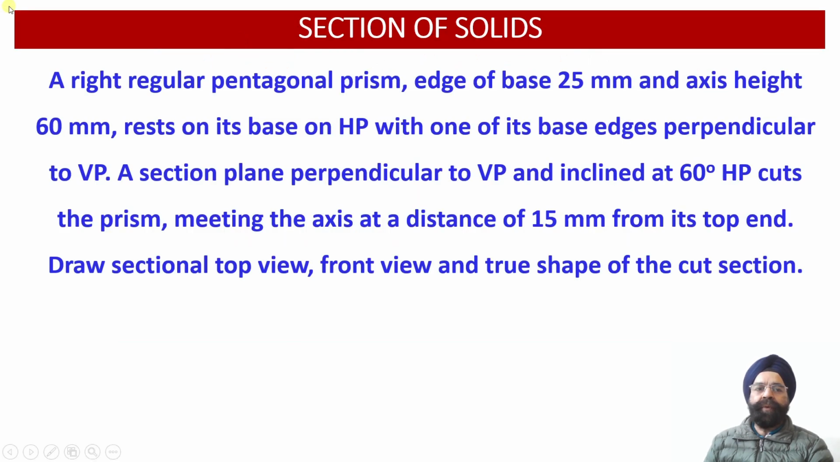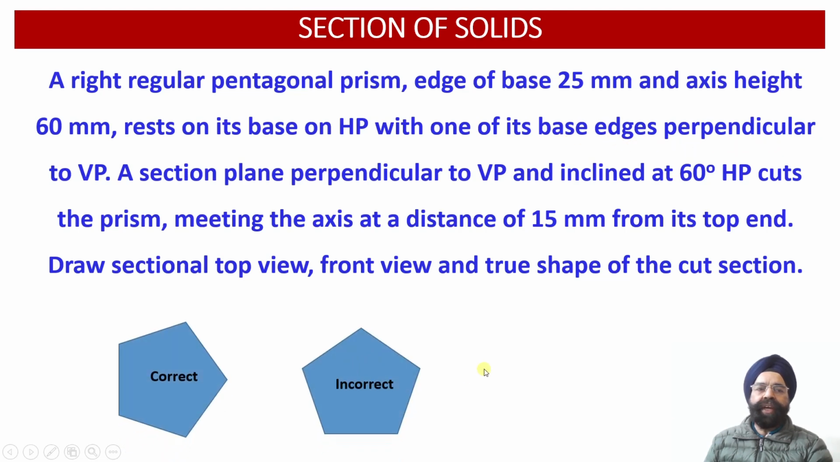Now here we have been provided with a right regular pentagonal prism having edge of the base 25 mm and axis height given as 60 mm. This pentagonal prism rests on its base on the horizontal plane with one of its base edges perpendicular to the vertical plane. Let us first evaluate the orientation of this pentagonal prism with respect to the horizontal plane and the vertical plane.